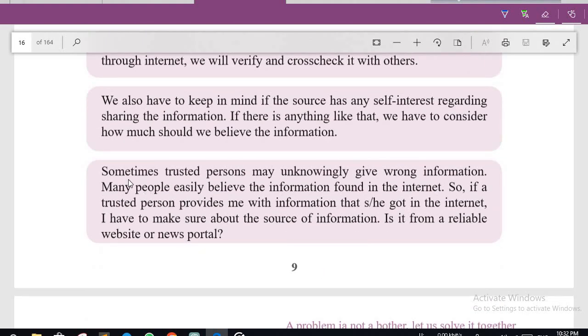Number 4. Sometimes trusted persons may unknowingly give wrong information. Many people easily believe the information found on the internet. So, if a trusted person provides me with information that she or he got on the internet, I have to make sure about the source of information. Is it from a reliable website or news portal?